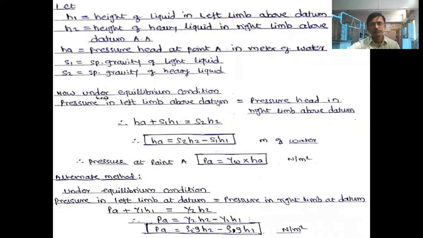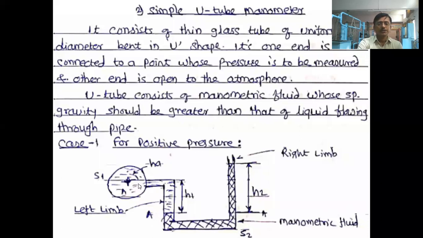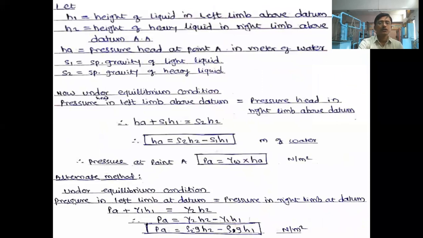So here you can see, let H1 be the height of the liquid in the left limb above the datum, H2 is the height of the heavy liquid in the right limb above the datum. HA is the pressure head at point A in meter of water. Okay, are you getting? HA is nothing but the pressure head in the pipe in meter of water. S1 and S2: S1 is the specific gravity of the light liquid, S2 is the specific gravity of the heavy liquid.